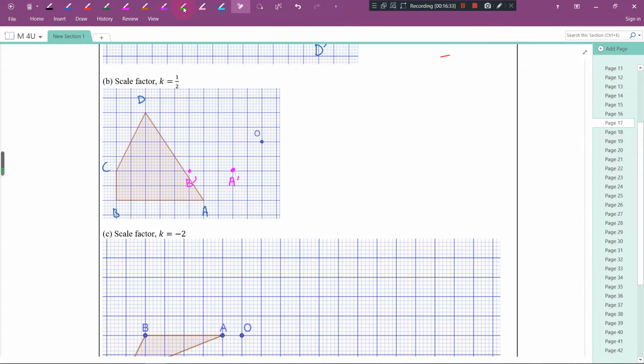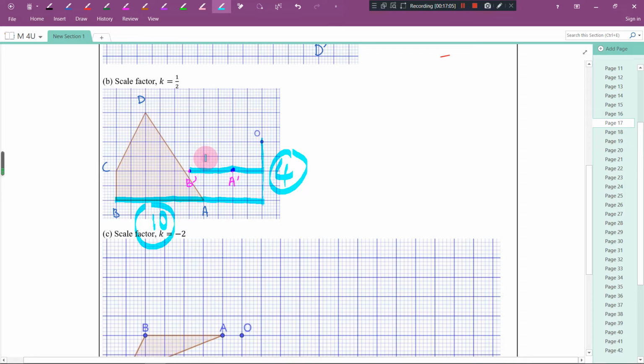Okay, let me use another method to show you whether, if we use another method, we will still get the same position. Let's say we start counting from the center. 1, 2, 3, 4, 5, 6, 7, 8, 9, 10. The scale factor is 1 over 2, it becomes half, it will become 5. 1, 2, 3, 4, 5. We get the same position. Okay? So these are the few ways to help us to get the image.